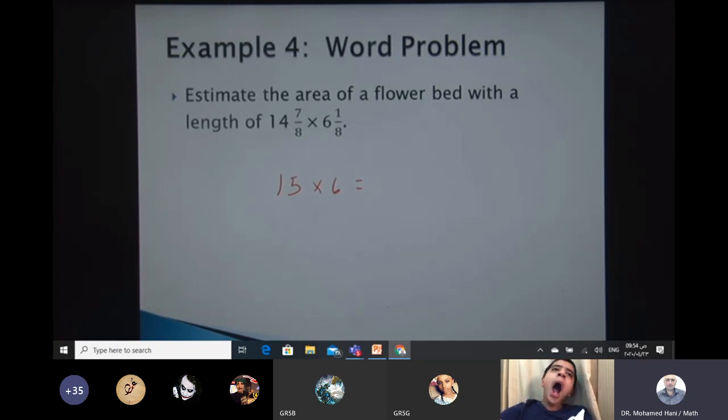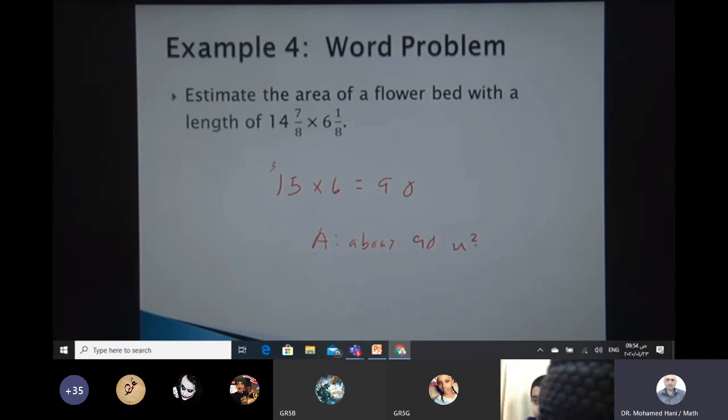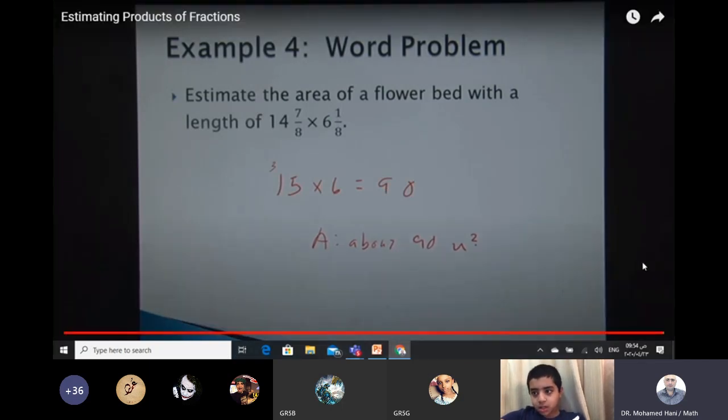So I know this is closer to 15 than it is to 14. And 1 is less than half of 8, and that is closer to 6. So 15 times 6. 6 times 5 is 30. 6 times 1 is 6, times 3 is 90. So the answer is about 90 units squared. Since it's an area, it's about 90 units squared. All right, that concludes this lesson. On Tuesday in class, we'll do some more work with estimations.